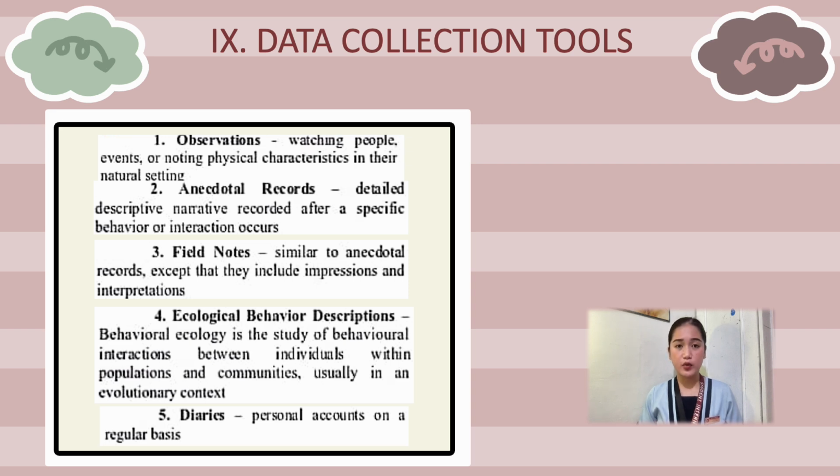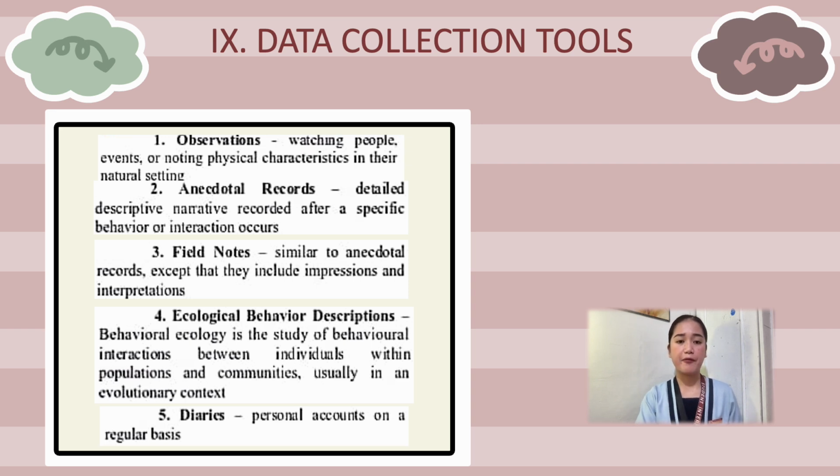Observation is a research method where you systematically watch and record behaviors, events, or physical characteristics in their natural settings. It's like watching a scene unfold and taking notes, but with a plan to ensure the data is reliable and accurate. Number two is the anecdotal records. A detailed descriptive narrative recorded after a specific behavior or interaction occurs. Think of them as a kind of diary entry for a researcher, capturing the nuances and details of what happened.